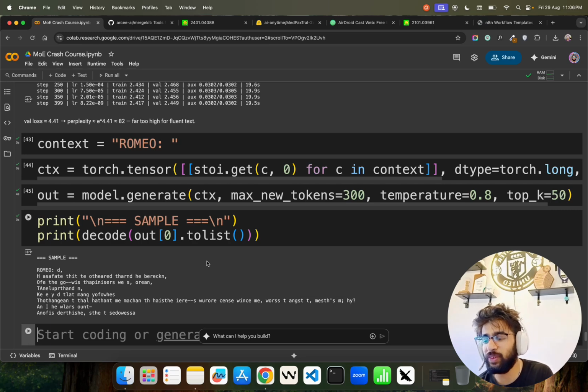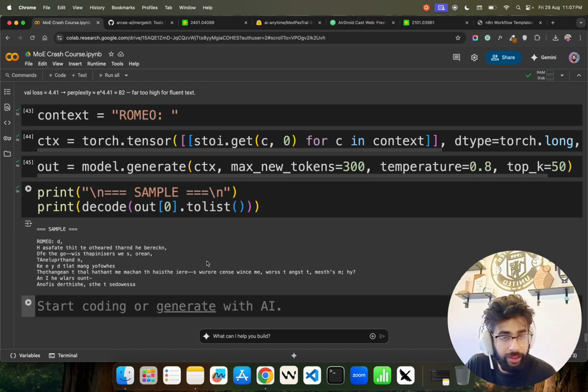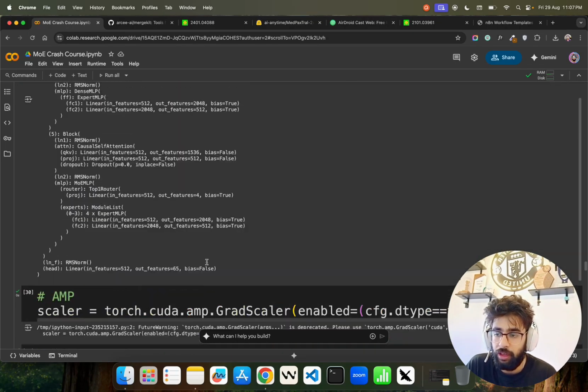Okay, it says "Romeo, hi, as a fat tip," but it generates characters, nothing surprising, right? Because you have to do it for more steps and, of course, on a higher token size as well, because this is pretty small. So make sure that you increase better tokens. Okay, so you have to do that. But it's a good learning experience if you want to find it out.